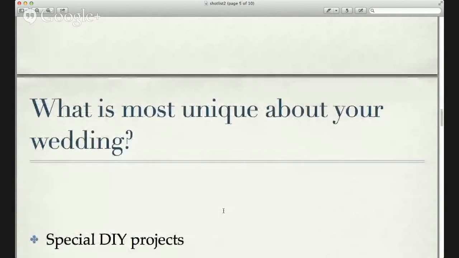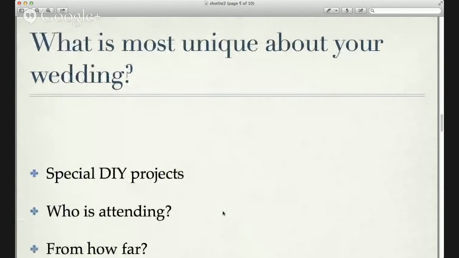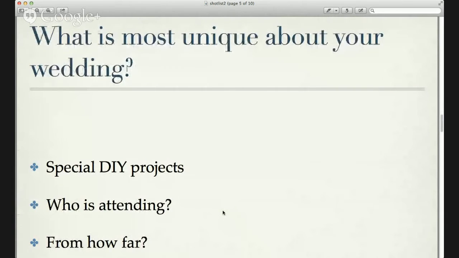So the next thing you want to really consider, the next question you want to ask yourself is, what is most unique about your wedding? Like we all live in Pinterest, of course, and see all these amazing, unique weddings. But what is it to you that makes your wedding so incredibly special? Like, do you have special DIY projects that you're doing? You'd want to include that on maybe not the shot list that you're giving to your guests, but your own shot list for yourself.